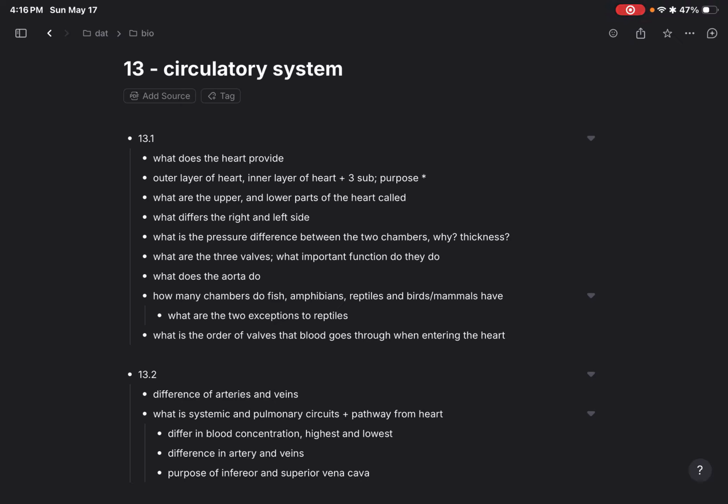Anyways, what is the upper and lower parts of the heart called? So the upper parts are called the atriums, the atrium chambers, and then the lower parts are called the ventricle chambers. So the right side and the left side are different in that the right side has deoxygenated blood and it'll pump that to the lungs, while the left side has the oxygenated blood which will pump to the rest of the body.